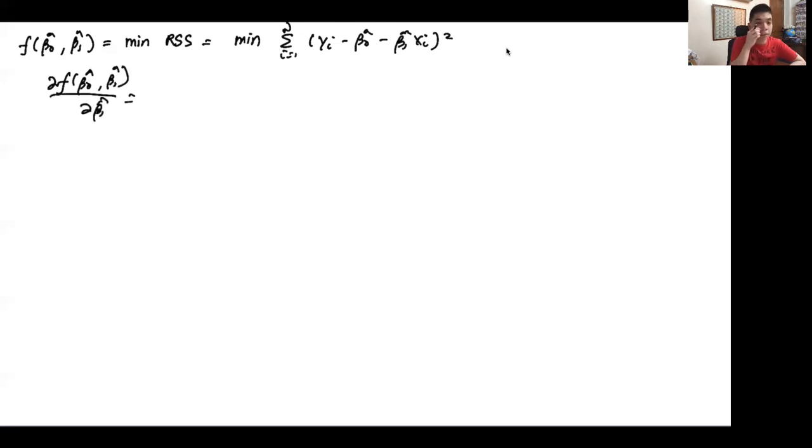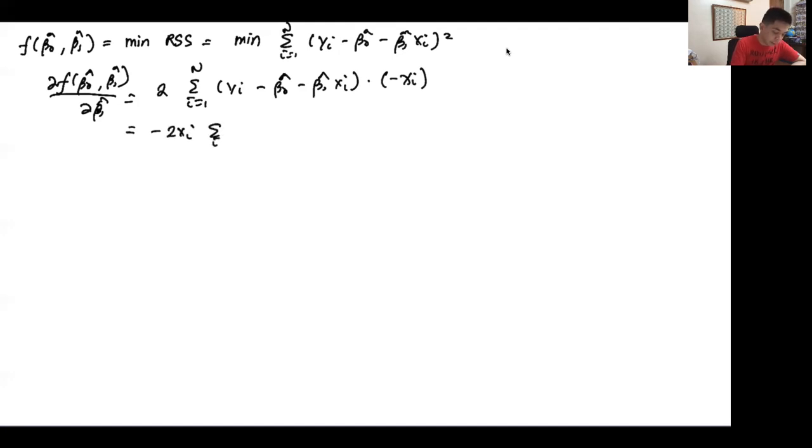So this one should be equal to, again, chain rule. That's 2 times the sum from i equals 1 to n of y sub i minus beta naught hat minus beta 1 hat x sub i, right? But we need to differentiate the thing inside. So we're now deriving with respect to beta 1. What's the derivative of the function inside with respect to beta 1? That's just negative x sub i, right? So we can simplify. That's negative 2 x sub i times the sum from i equals 1 to n of y sub i minus beta naught hat minus beta 1 hat x sub i. Okay, so we have that there.